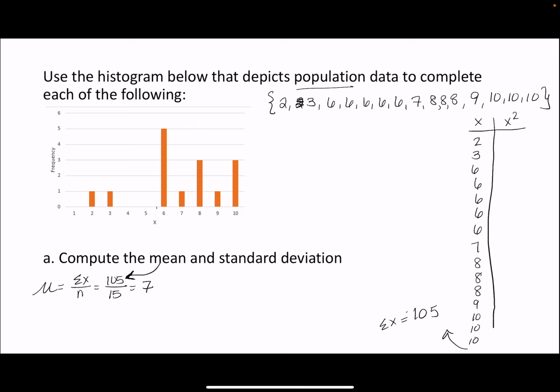So there's our mean. And now to do our standard deviation, we need to do all of our squares and add those up. So we have 4, 9, we have 36 5 times, 7 squared is 49. We have 64, 64, 64, and 81, and then 100 3 times there. So now we just need to add that column up.